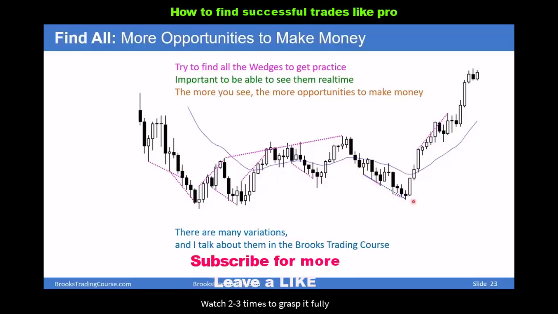Remember, a wedge is at least 3 lines, so we have a channel with at least 3 points in it. So that blue line is another way to draw a wedge. And I'm looking for a reversal. We got a reversal. I want to buy above a bull bar that closes near its high, hoping that we get a trend up. Sometimes patterns fail.